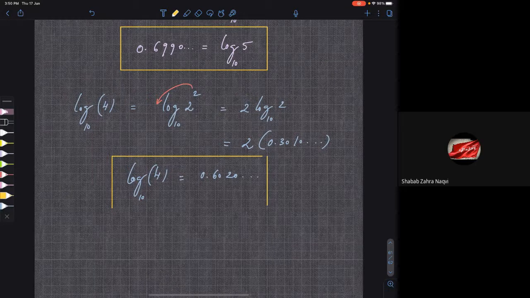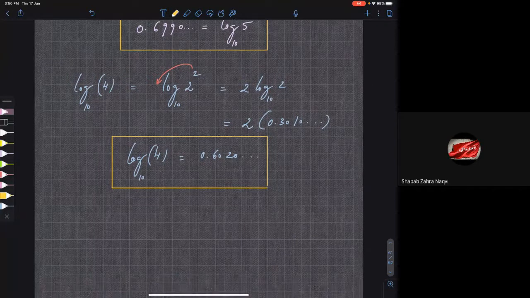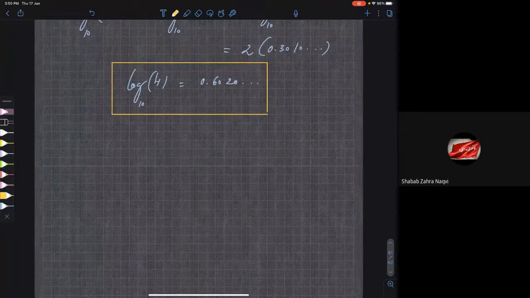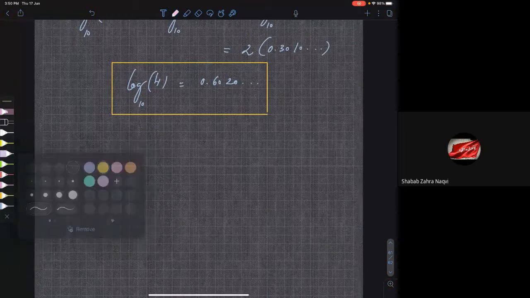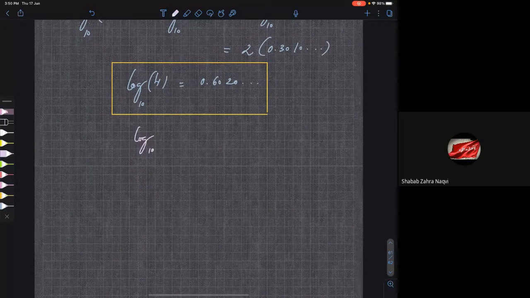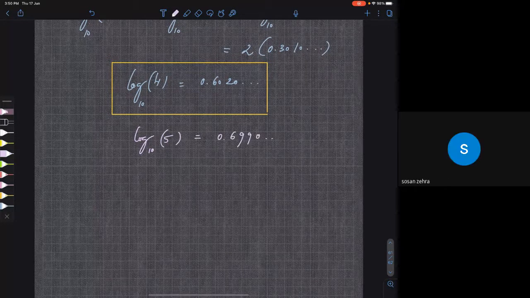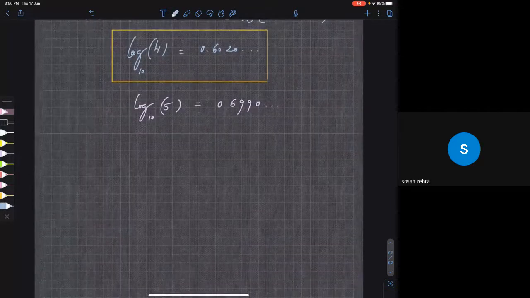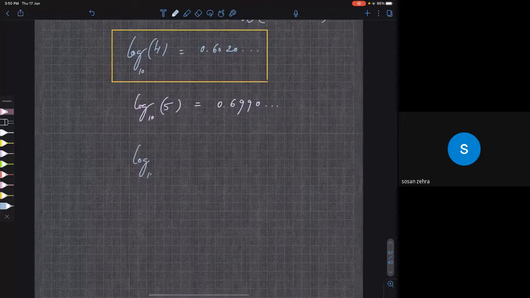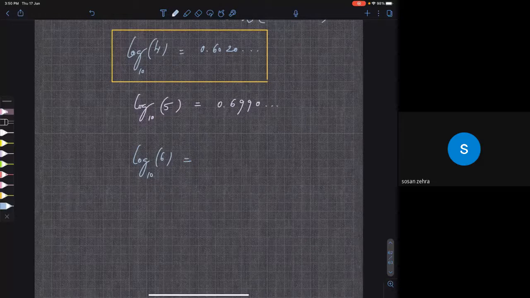Next, what about after 4? What do you get? After 4, you get log 5, right? Log 5 you already found out. What log 5 is? Tell me. 0.6990. Okay, fine. After that, what is the number after 5? Tell me. Log of 6 to the base 10. Log 6 to the base 10.